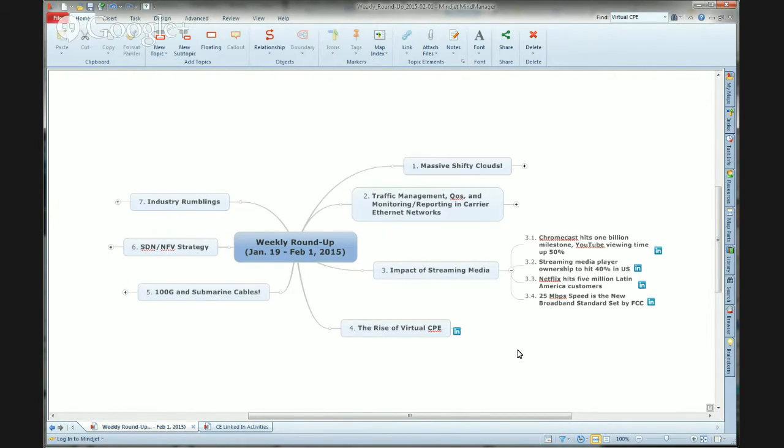The rate at which streaming media is growing, the rate at which Netflix is growing, and of course the new definition of the FCC, which now says that broadband speeds are 25 megabits per second and above, which is keeping in line with the volume of streaming media that people are consuming, and you need higher bandwidths to really be able to do that reliably.